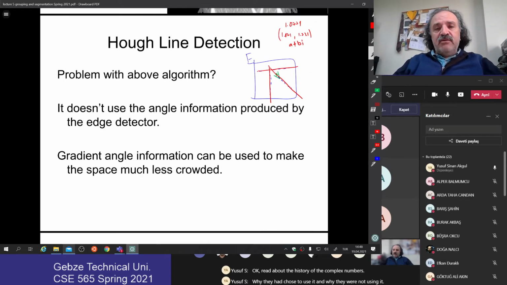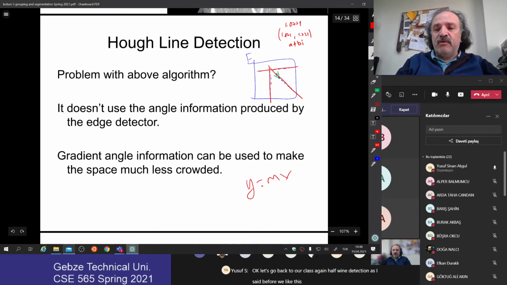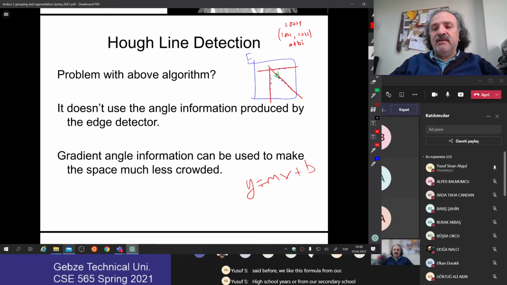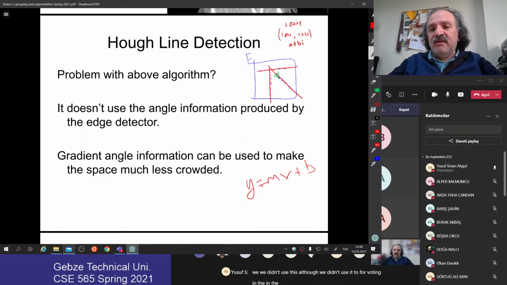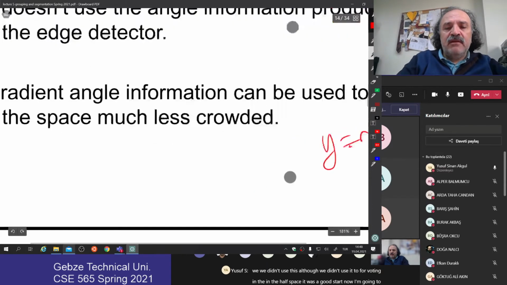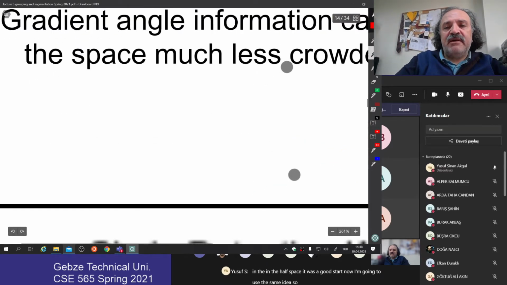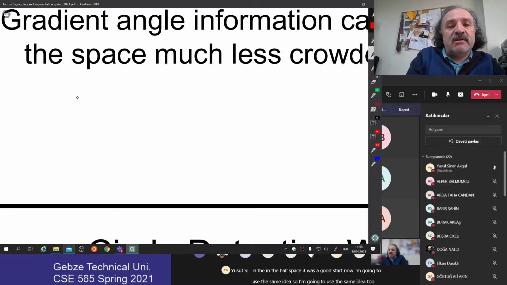Okay, let's go back to our class again. Hough line detection. As I said before, we like this formula from our high school years or secondary school years, and we didn't use it for voting in the Hough space. It was a good start. Now I am going to use the same idea to detect circles.